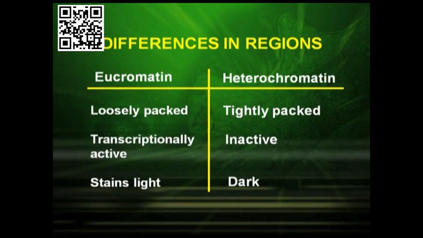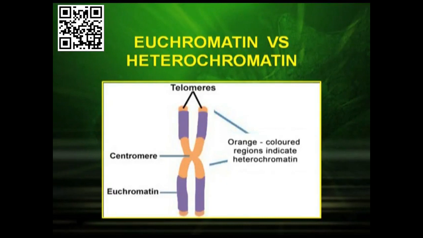Let us see what the differences are between euchromatin and heterochromatin. In euchromatin, the chromatin material is loosely packed. It is transcriptionally active and it stains light. On the other hand, heterochromatin is a region which is tightly packed, inactive, and darkly stained. Now, let us study euchromatin and heterochromatin with the help of the following figure. The orange colored regions indicate the heterochromatin, the centromere joins the two arms of the chromosome, and the blue region that you see is the euchromatin.